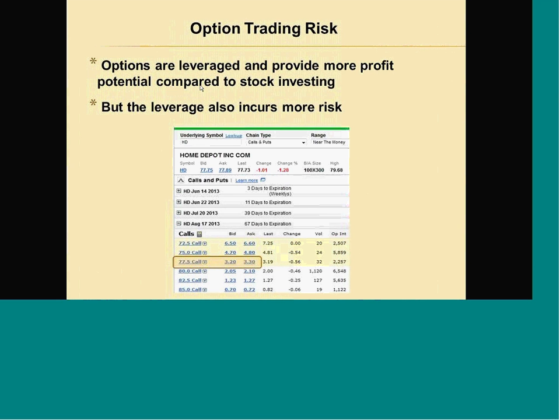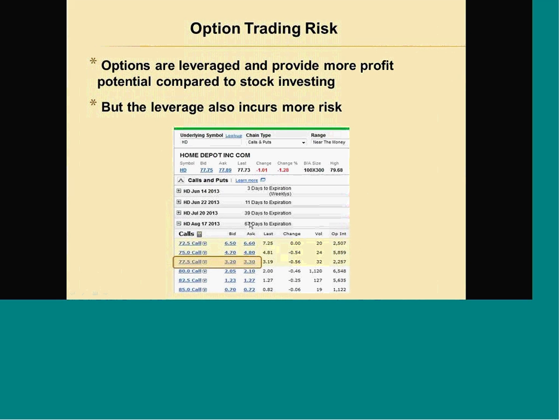So to show you an example of that, this is an option price chain for Home Depot stock. And at the time, Home Depot stock was trading at 77.73. And you can see the call options that expired in 67 days. The at-the-money call option would have been the 77.5. And that was trading a bid of 320, ask of 330. So if you were to purchase the at-the-money call option for Home Depot that expires in 67 days, you would have paid about 325 for it.